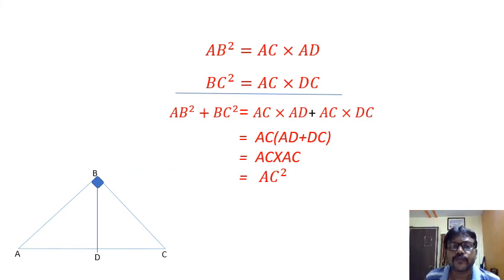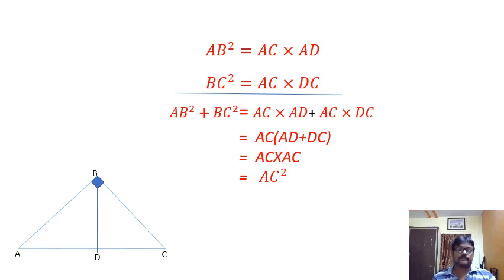Now, piling up those two conclusions: the first conclusion, AB square is equal to AC into AD, and the second conclusion, BC square is equal to AC into DC. If we add them, AB square plus BC square is equal to AC into AD plus AC into DC. Take AC common, so we get AC into AD plus DC. Anyway, you can easily see from our triangle that AD plus DC is nothing but AC. So replace AD plus DC by AC. We get AB square plus BC square is equal to AC into AC, that is AC square, which is our desired result.